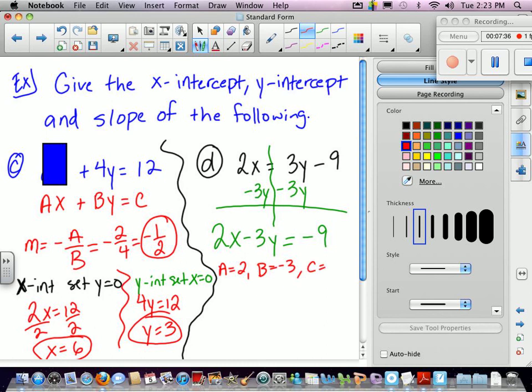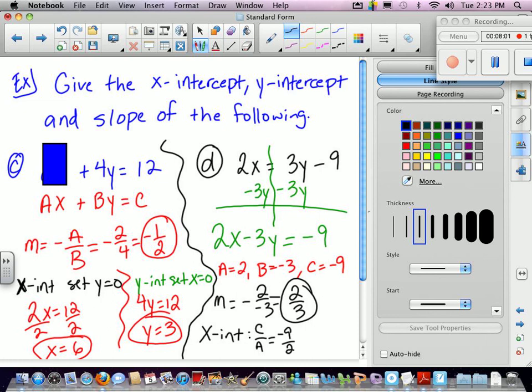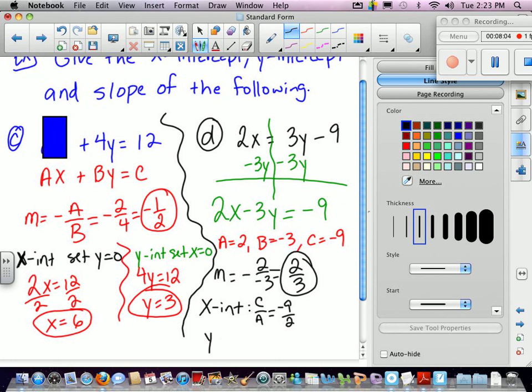Okay, so slope would be negative 2 over negative 3. The two negatives make that positive, so it would be 2/3. X-intercept is going to be c over a, which is negative 9 over 2. And then the y-intercept would be c over b, which is going to be negative 9 over negative 3, which is 3. Okay? So there's the x-intercept, the y-intercept, and the slope.